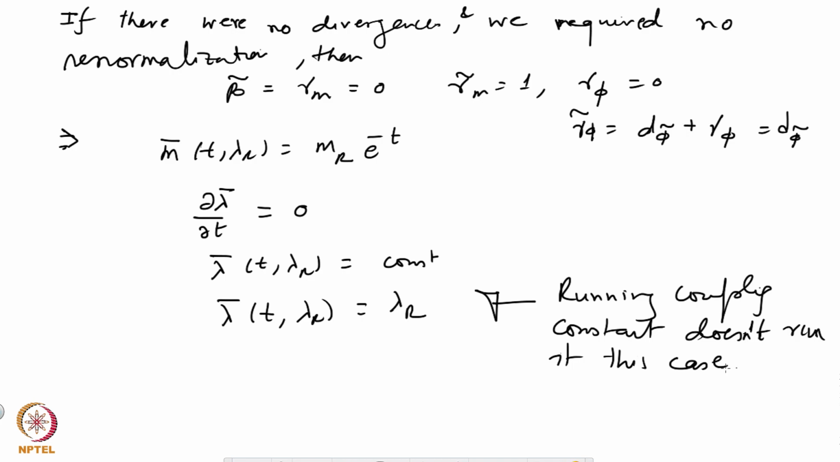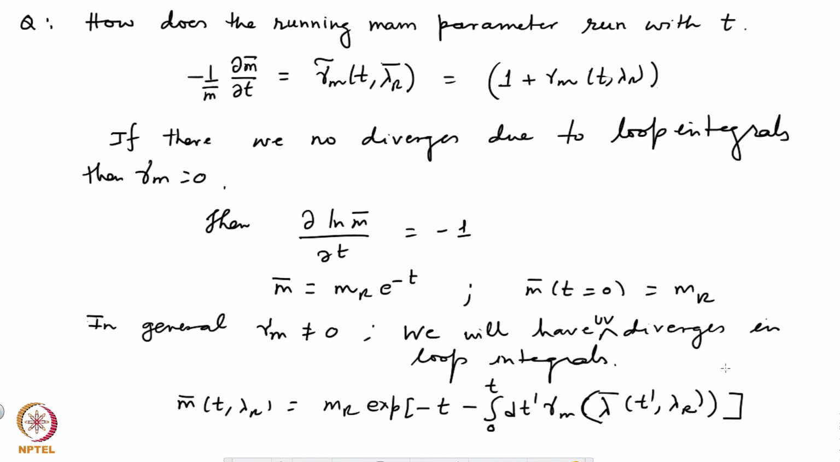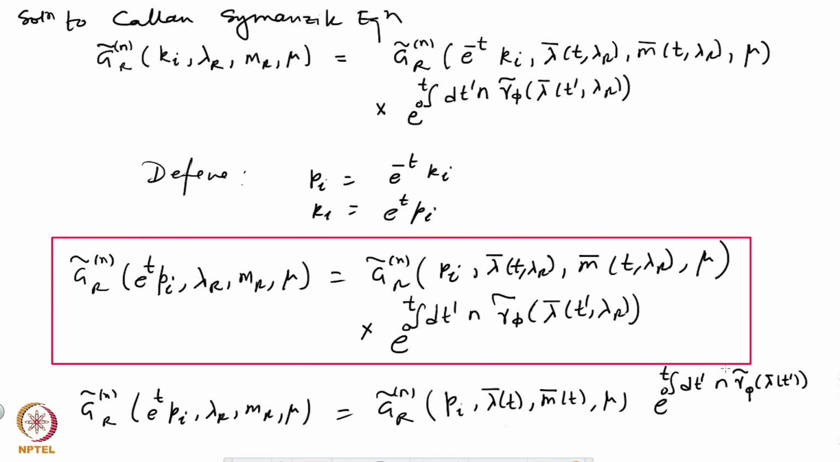This will happen if you have a theory which is finite, where all the loops are giving you finite results. So let's put this into the solution for the Green's function that we obtained, and let's see what we get. So where is that? Here. Let me take this equation and put it on the next page.